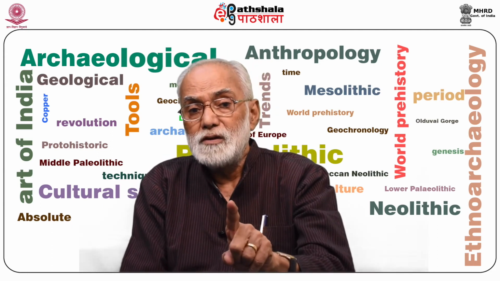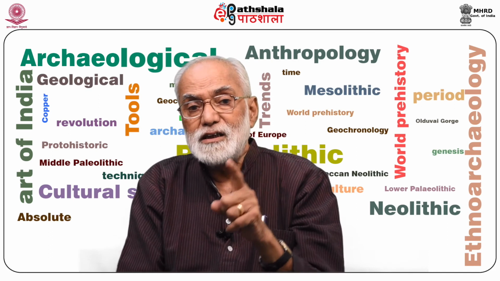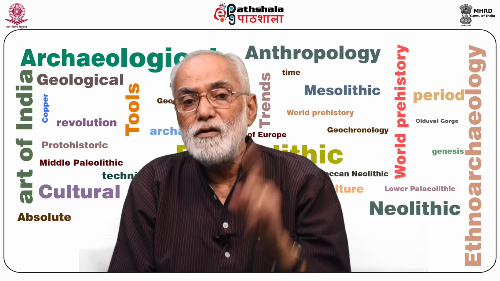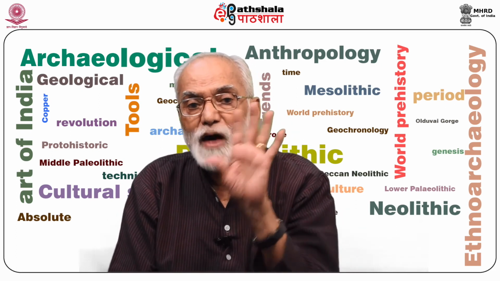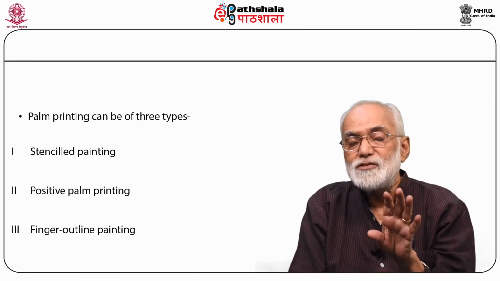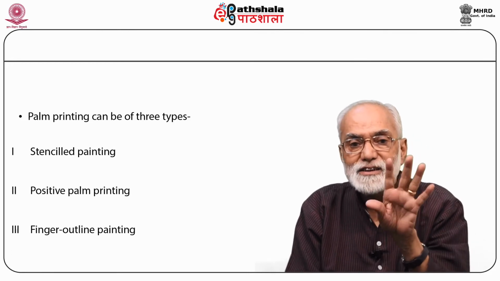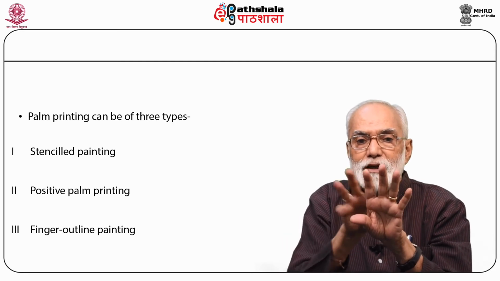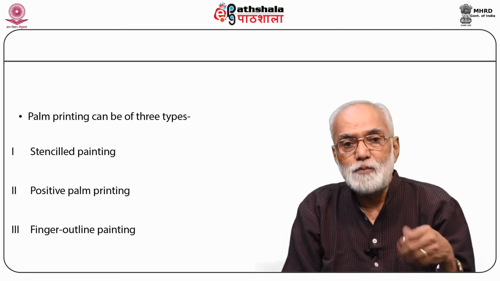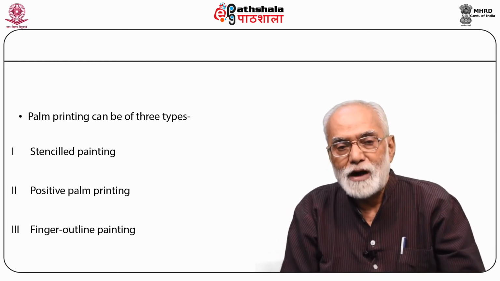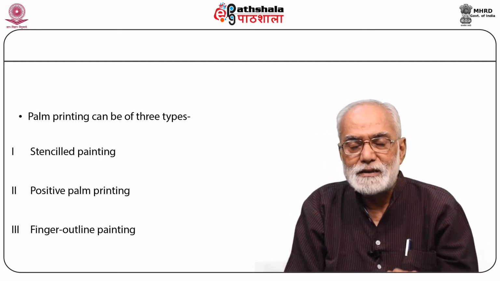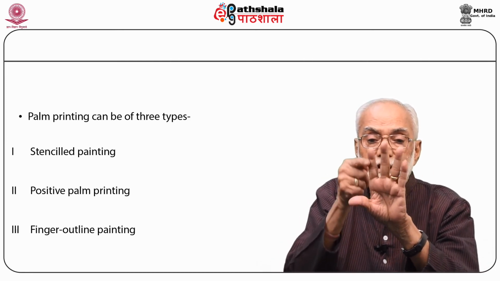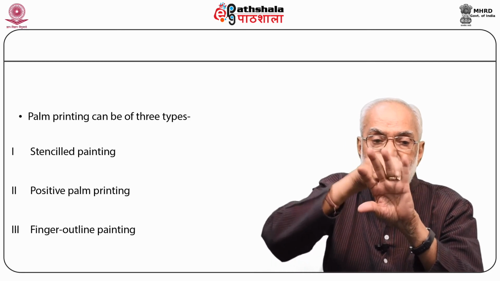One thing which is common from Gujarat, Rajasthan, Central India, Andhra, Jharkhand, and to South India is that all of them have different forms of palm printing. Palm printing can be of three kinds. One is called stenciled painting. That means you have the print in negative and the color is spread over the top of it. The other is called positive palm painting. That is, you dip your palm in color and put the color painting as it is. And the third one is taking the palm like this and putting a finger outline with paint like this.